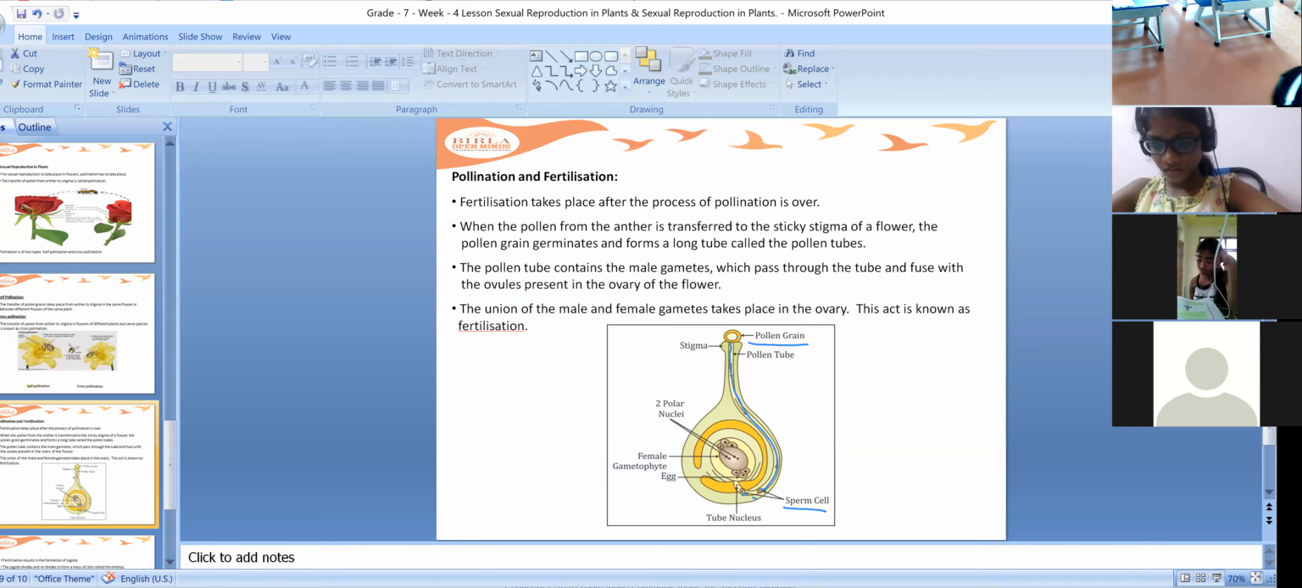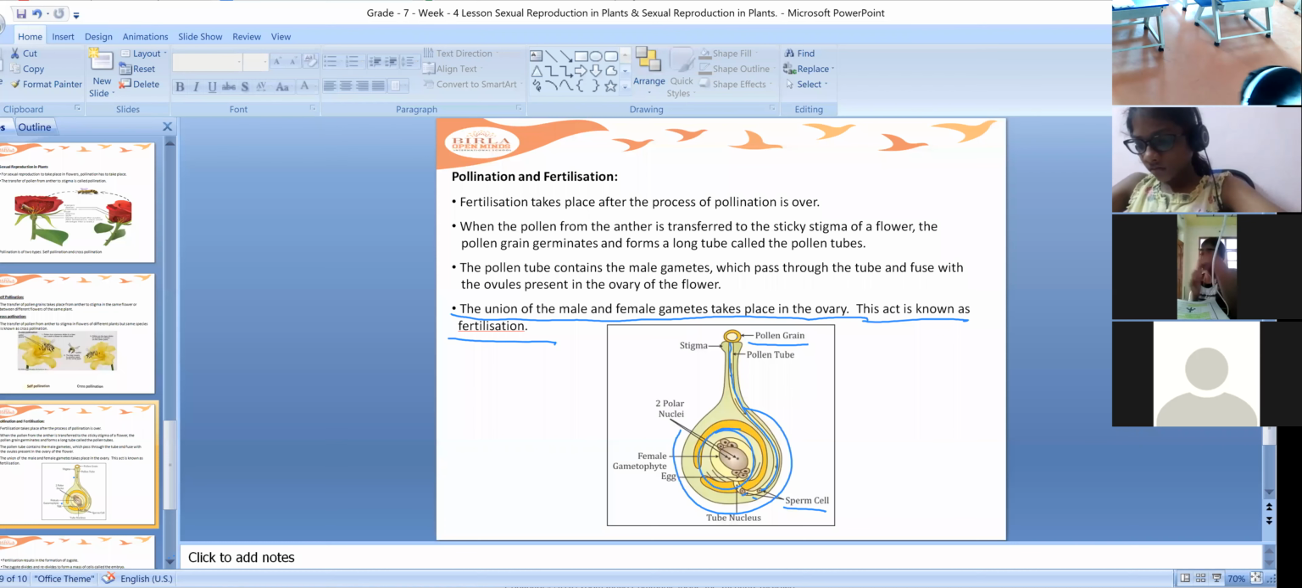Underline this: the union of the male and female gametes takes place in the ovary. The inner part is called the ovary. This act is known as fertilization. In human beings, the female has a womb in which the baby develops. In the same way, in the female flower, it fertilizes, and this process is called fertilization. Okay, is it clear now?